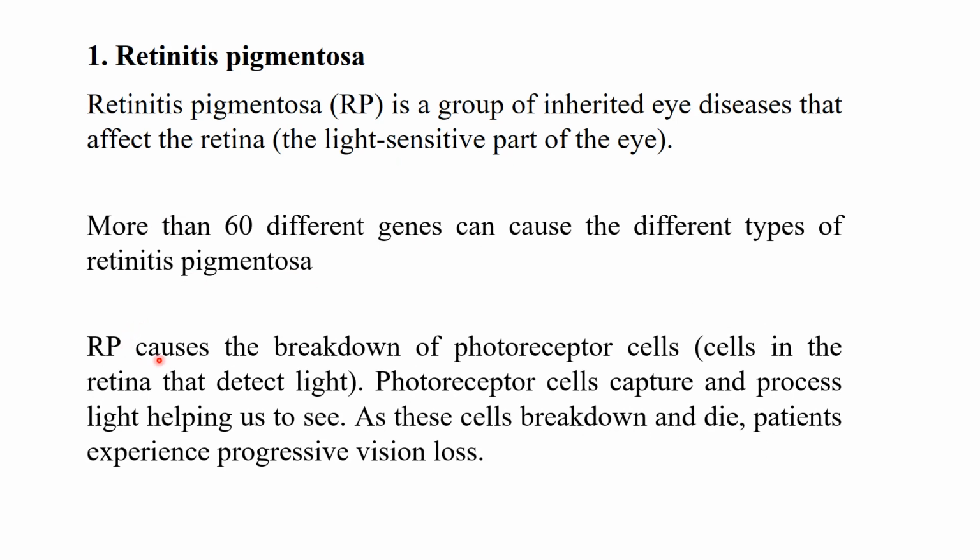Retinitis pigmentosa causes the breakdown of photoreceptor cells in the retina that detect light. वो सेल्स जो रेटिना पे मौजूद हैं उन सेल्स को फोटोरिसेप्टर सेल्स बोलते हैं. Photoreceptor cells capture and process light, helping us to see the image that is formed on the retina. As these cells break down and die, patients experience progressive vision loss.